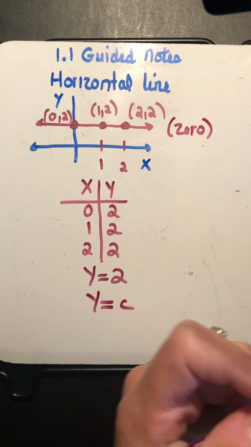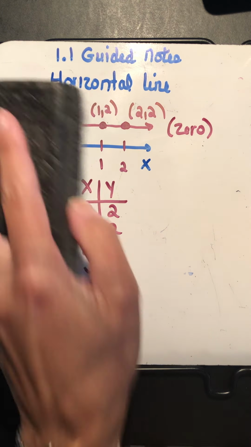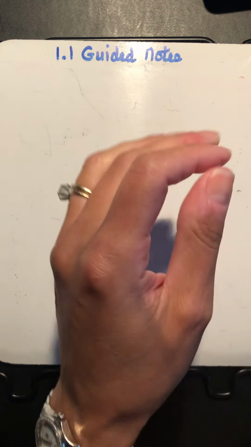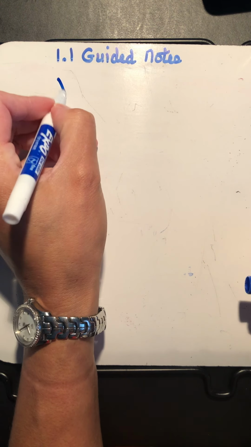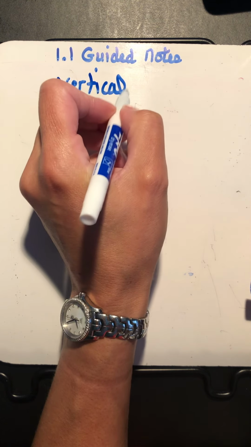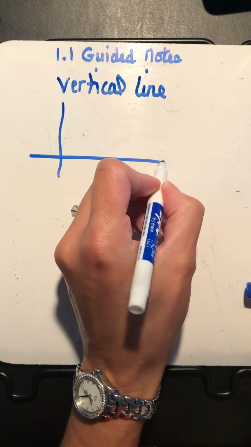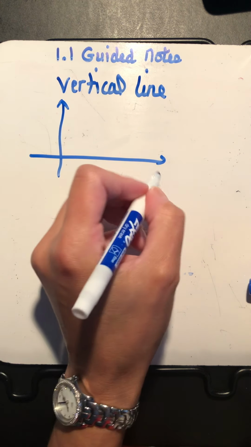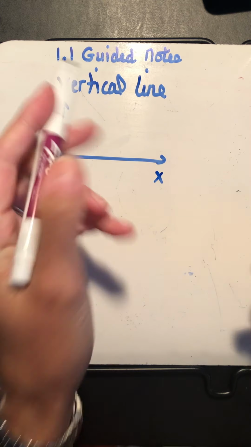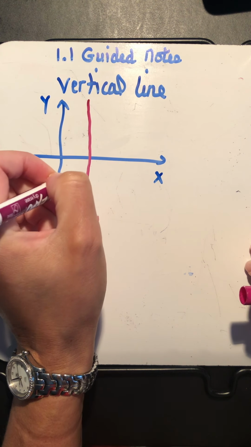All right, now the same logic applies to a vertical line. So again, if you were like, I always forget the equations for vertical lines, all you need to do is draw it out and make a chart of points. Okay, so let's draw a vertical line. And it doesn't have to look good, it just has to be relatively straight here. And we're gonna put some points on the vertical line.